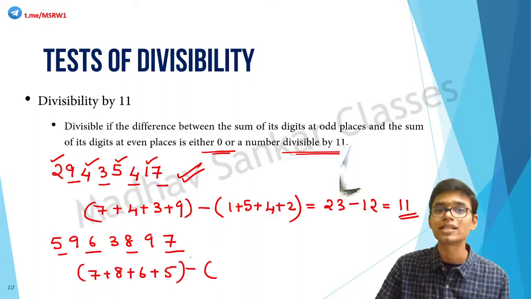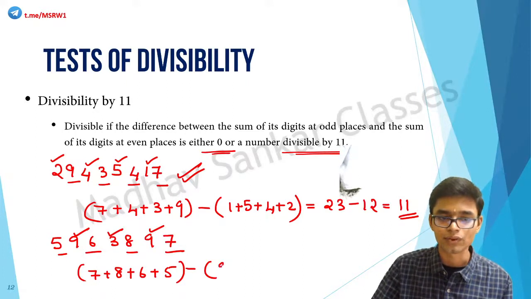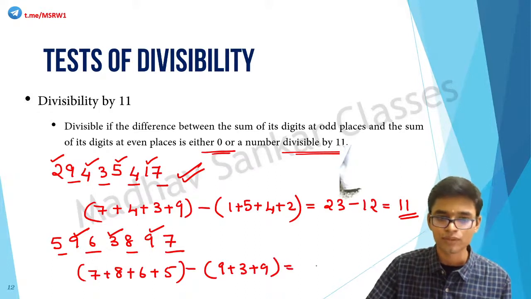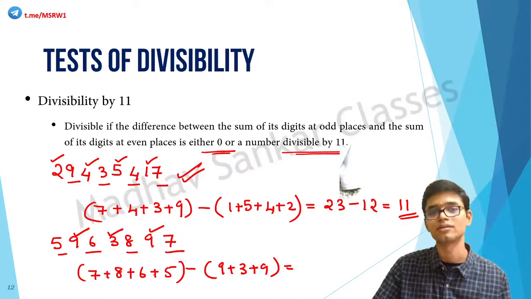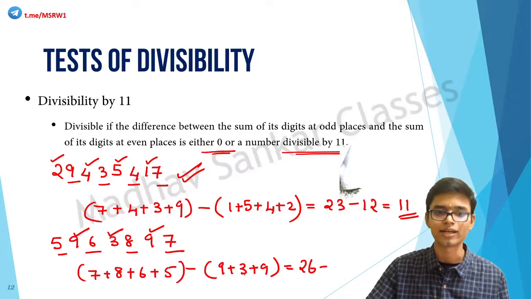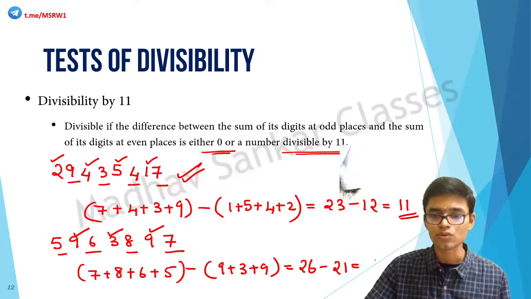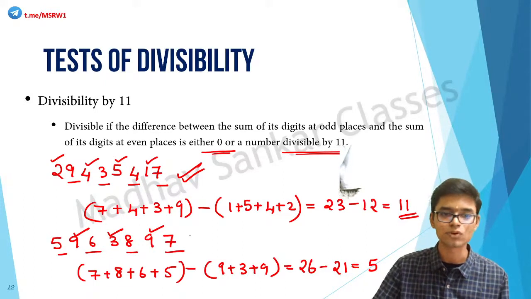minus digits in the even places, 9, 3, and 9. So 7 plus 8 is 15, plus 6 is 21, plus 5 is 26, minus 9 plus 3 plus 9, which is 21, is equal to 5. Is 5 divisible by 11? No. So this number is also not divisible by 11.